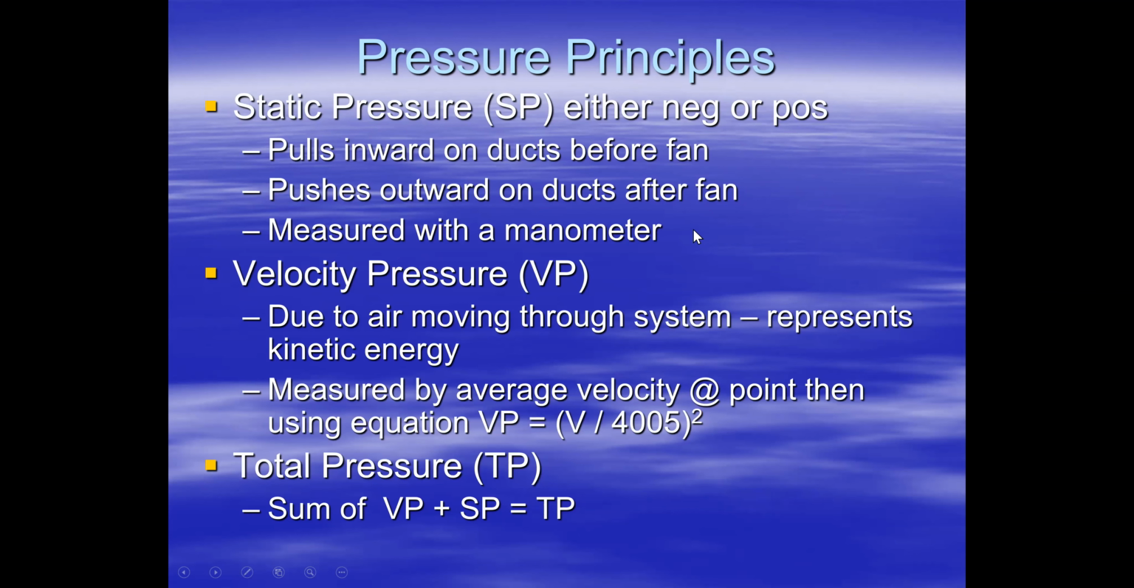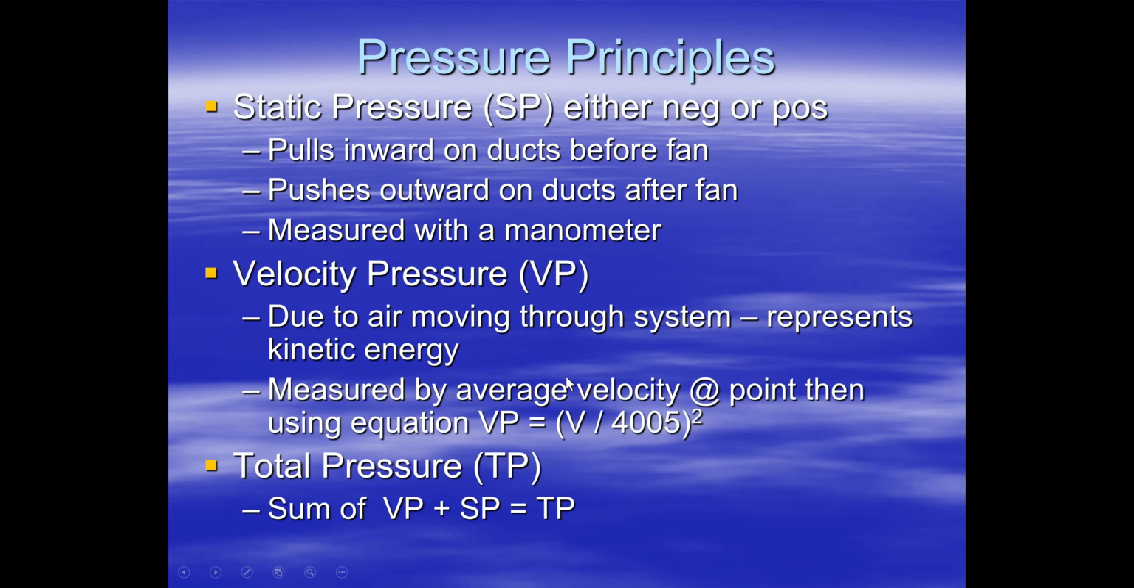It measures the difference between the air in the room, or your ambient air pressure, and the pressure in the duct. Okay, so it's a differential pressure, so it can go negative. Velocity pressure is due to the air moving through the system. It represents the kinetic energy of the system. Static pressure can be considered maybe the potential energy of the system. Since velocity pressure is related to the movement, the lowest this can go is 0. If the air is not moving, it's 0. If the air is moving, it's going to be some positive value.